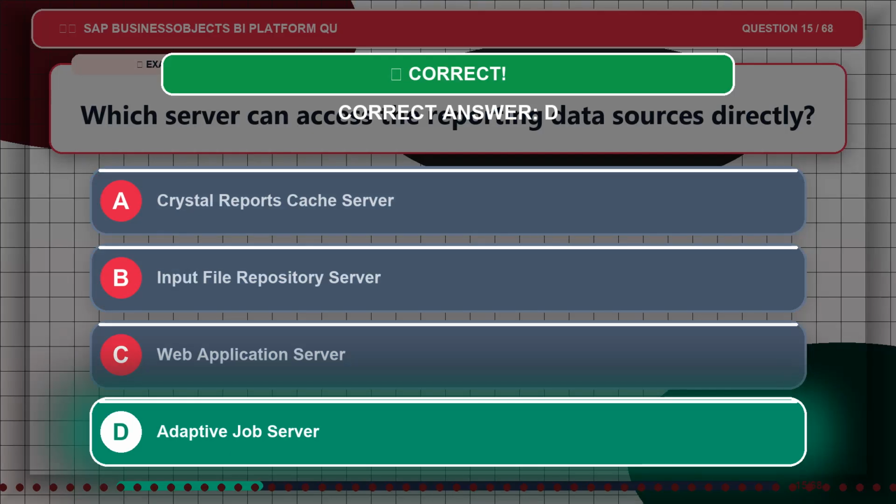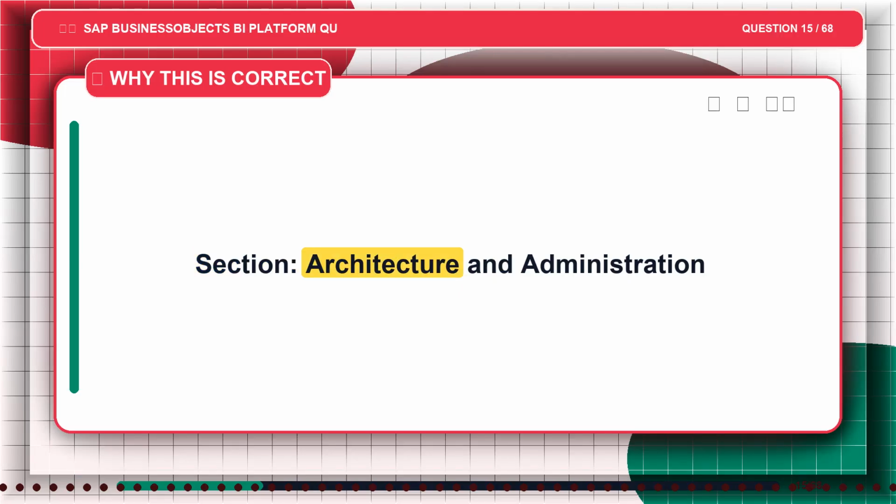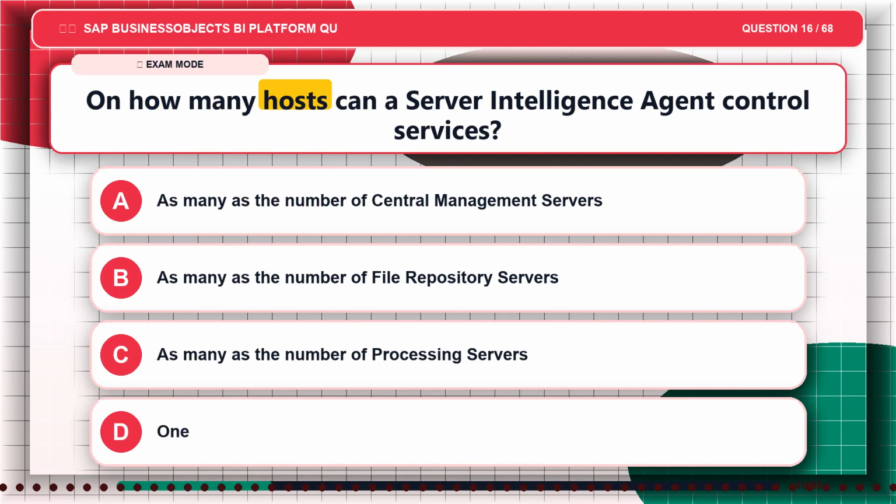The correct answer is option D, Adaptive Job Server. Section, Architecture and Administration. Question 16. On how many hosts can a server intelligence agent control services?